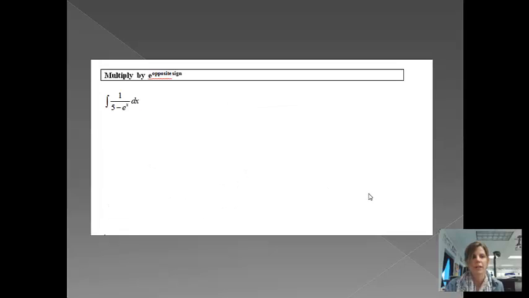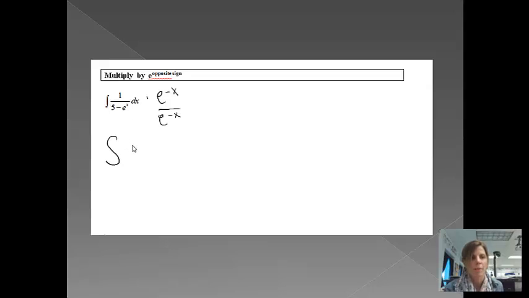All right. If I have an e down in the denominator, we kind of run into some problems, because if I try to do a u substitution, I don't have an e to the x up top, so I would be stuck. So the trick that we are going to do is multiplying by e to the opposite sign. So if I have an e to the x, what I'm going to do is multiply by e to the negative x over e to the negative x.